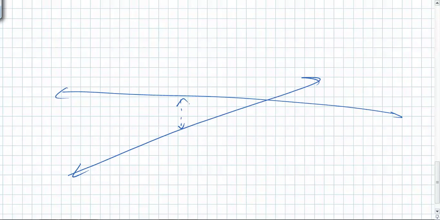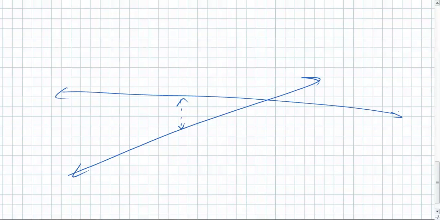So do you understand what I'm trying to draw there? Do these lines touch? No. Are they parallel? Do they look like they're parallel? No. In 3 space, you can have lines that don't touch, but they're not parallel. In 2 space, if 2 lines don't touch, what do they have to be? They have to be parallel.